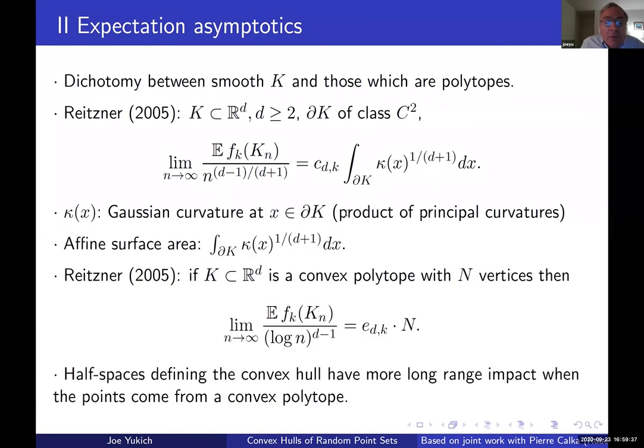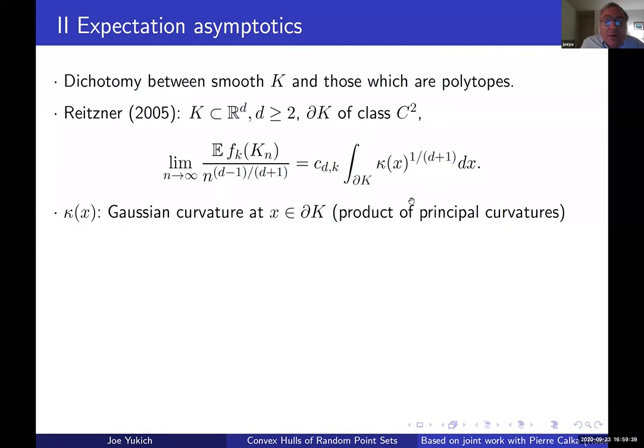This constant here, this integral, is known as the affine surface area, and it's invariant under affine transformations, which is what one would expect anyway, because we know that the k-face functional should be invariant under affine transformations.